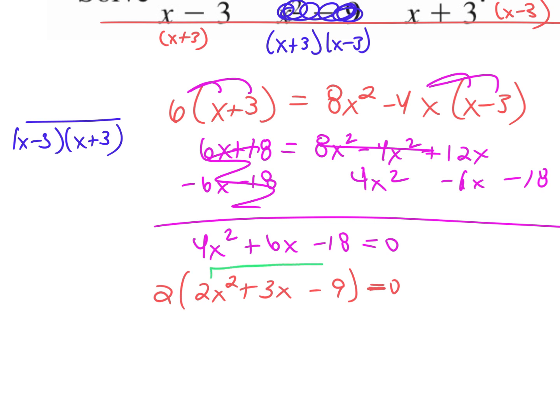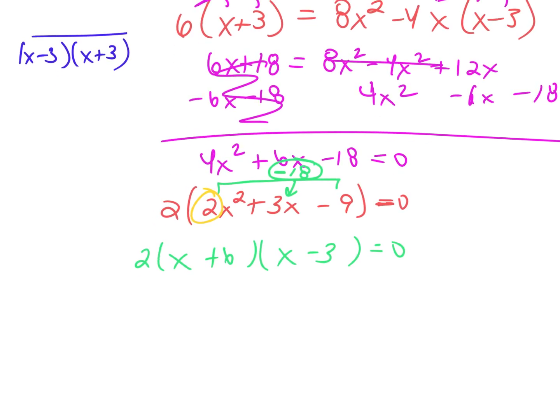So A times C. What times what will give me a negative 18 when I multiply, but a positive 3 when I add? Perfect. Plus 6 minus 3. And my A term is not 1, so what do I do with it? Divide. Awesome.